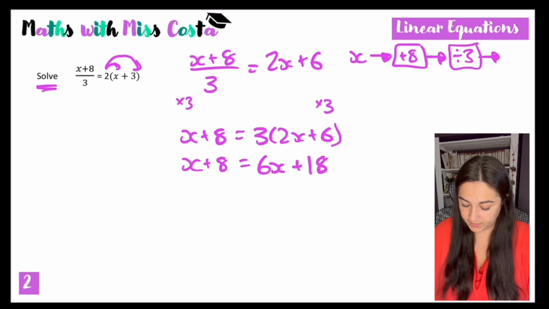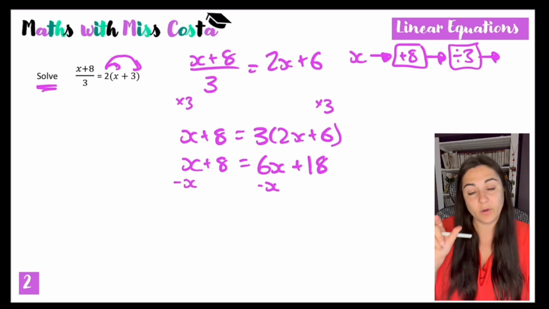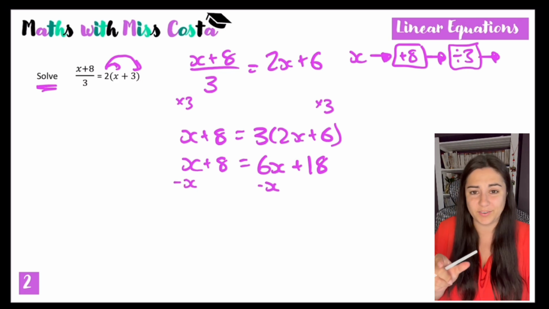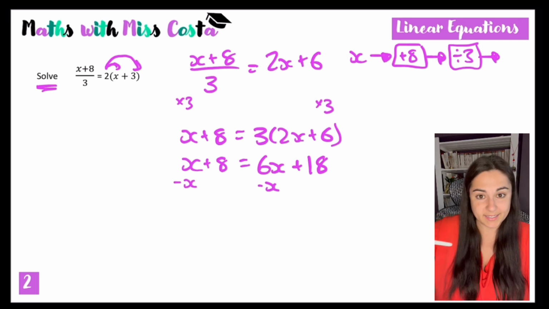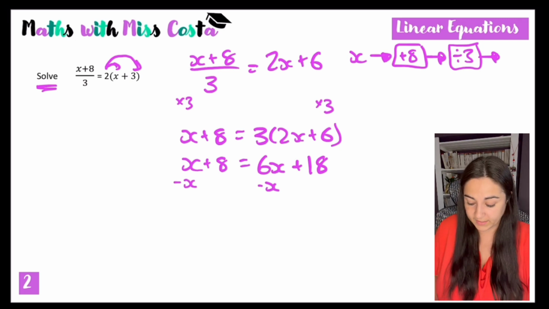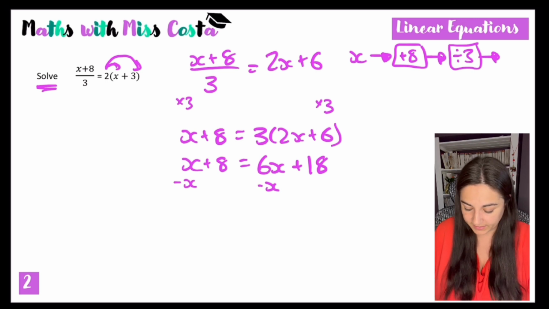And then what could we do? Subtract, take this x from one side to the other. So when you've got x on both sides of the equation, all you want to do is move the smallest one from its side to the other side. And remember, to move anything from one side of the equation to the other, we do the inverse operation. So we'd be left with 8 equals 5x plus 18.